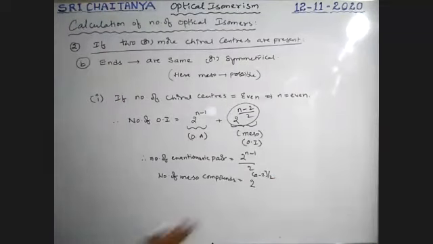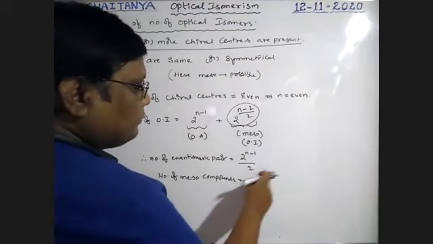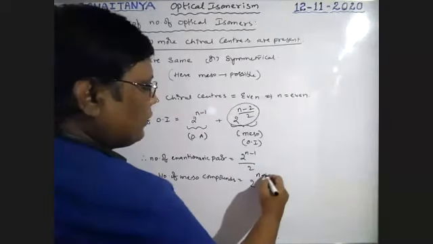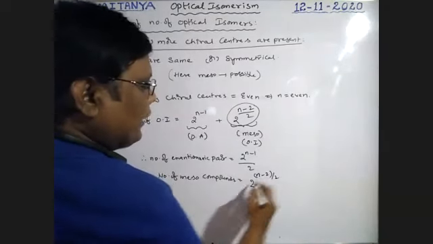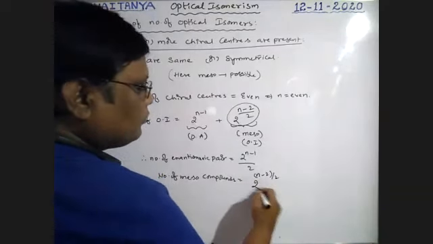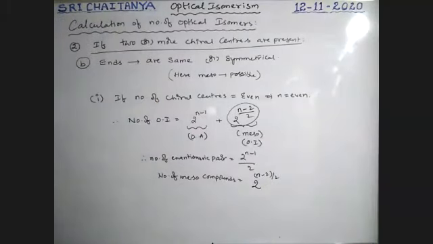So the number of meso compounds is 2 power n minus 2 by 2. Okay, so this is the number of meso compounds. Let us take an example.